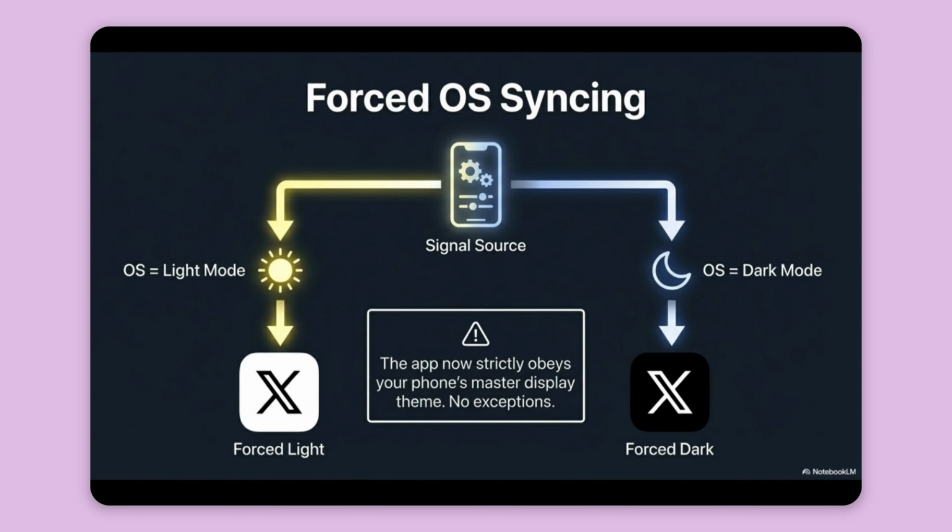The app now strictly obeys your phone's master display theme. If your iPhone or Android is in light mode, X will be forced into light mode. There are no exceptions anymore. The app has surrendered its independent display settings to the operating system.